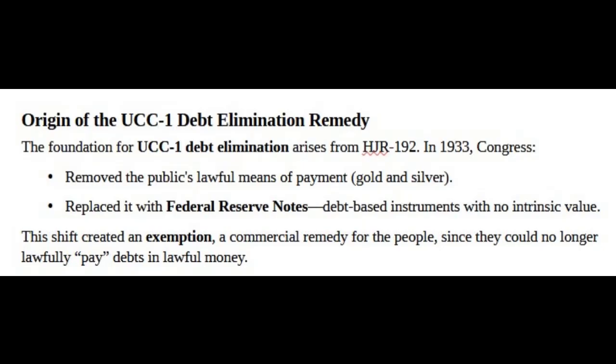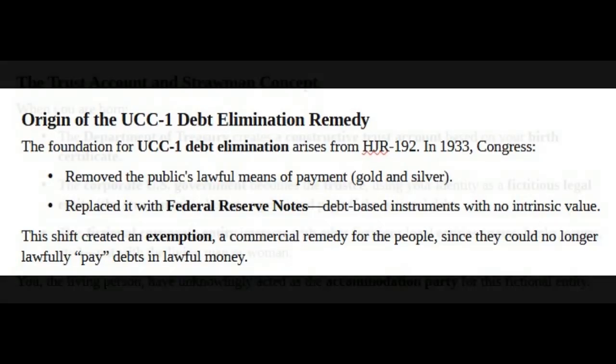Origin of the UCC 1 Debt Elimination Remedy. The foundation for UCC 1 debt elimination arises from HJR 192. In 1933, Congress removed the public's lawful means of payment, gold and silver, replaced it with Federal Reserve notes, debt-based instruments with no intrinsic value. This shift created an exemption, a commercial remedy for the people, since they could no longer lawfully pay debts in lawful money.